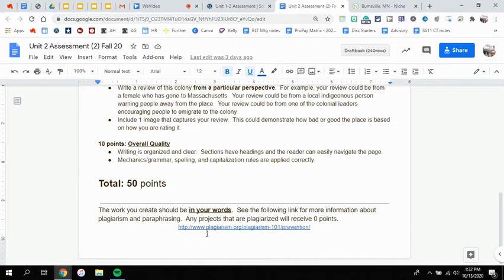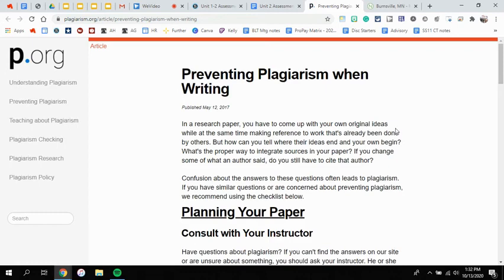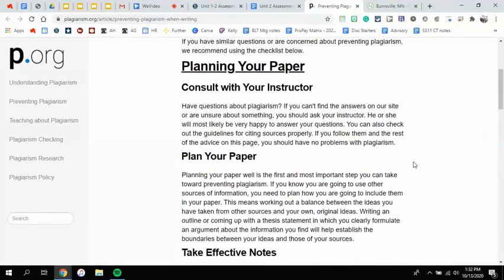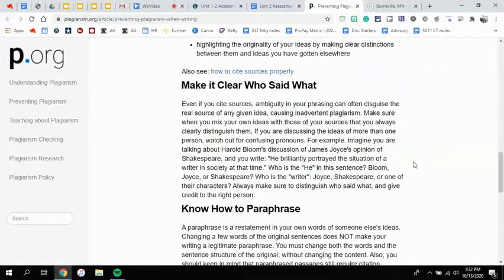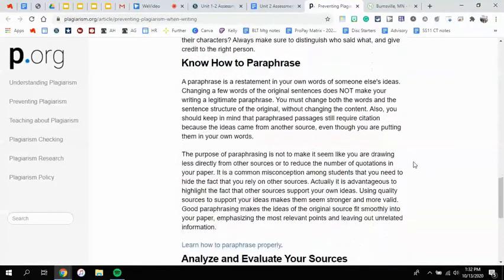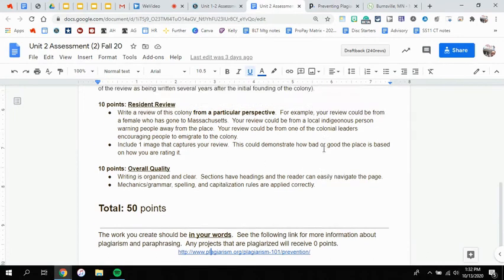If you have questions about how that works, you can click on this link and you can find all kinds of information about plagiarism and how it works. This first link gets you to how to avoid it. Okay, so knowing how to paraphrase, this would be a good place to review if you need to review. I think that covers it.